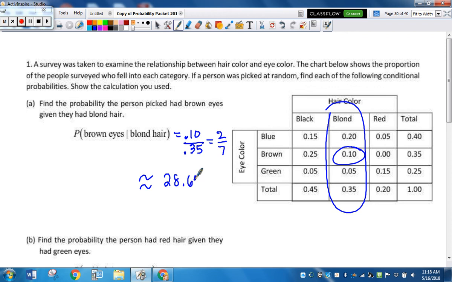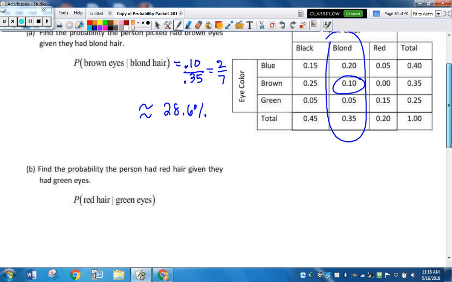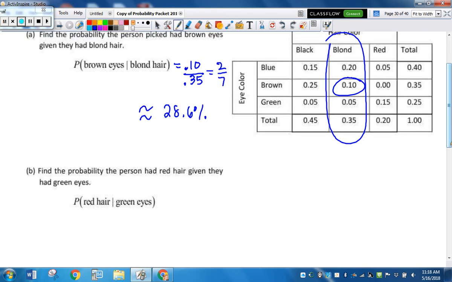Okay, so just to think through the problem, you have a 28.6% chance of picking somebody with brown eyes given they have blonde hair. Are we okay with that? That's last night's stuff. All right. Find the probability the person had red hair given they had green eyes.